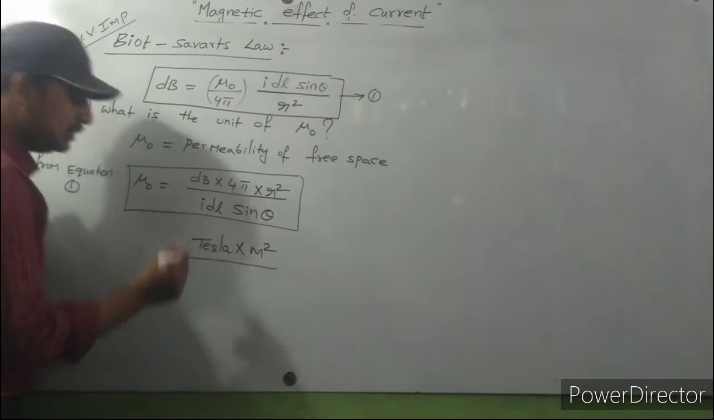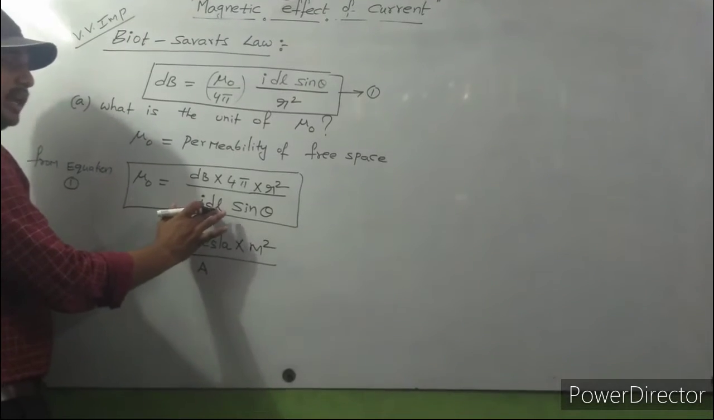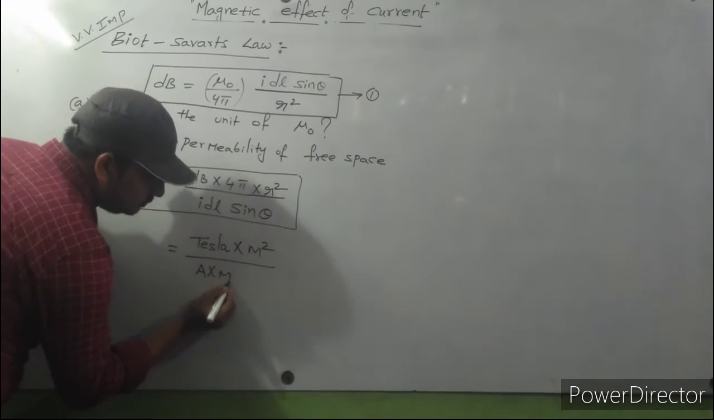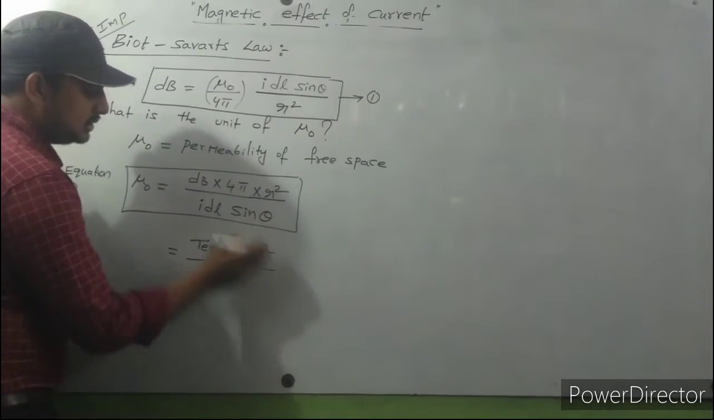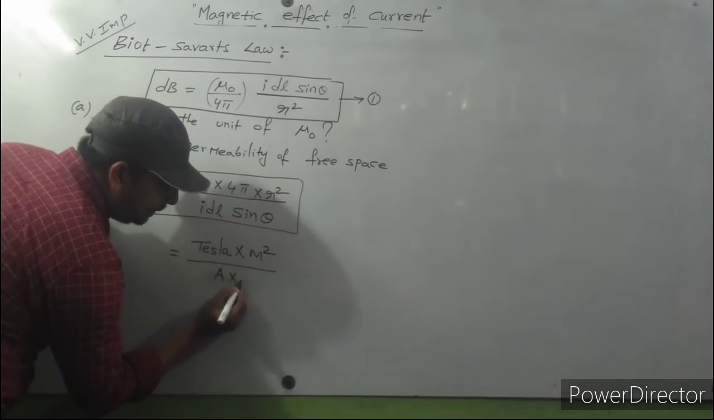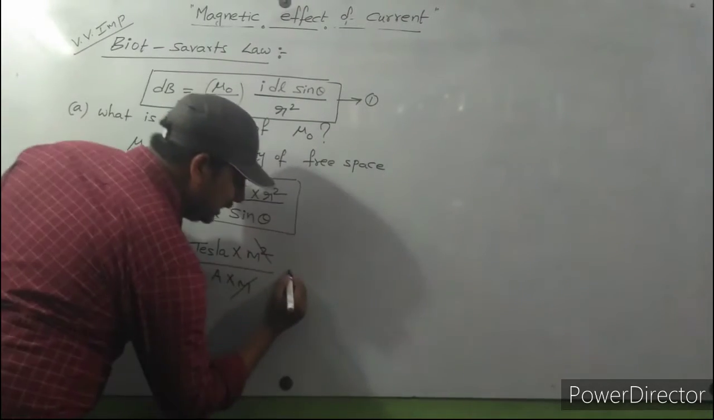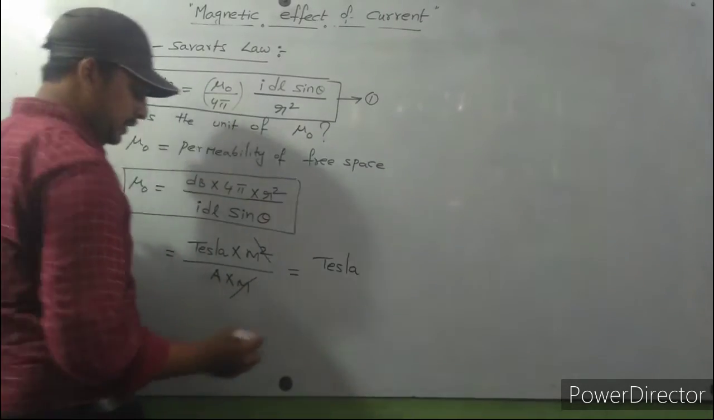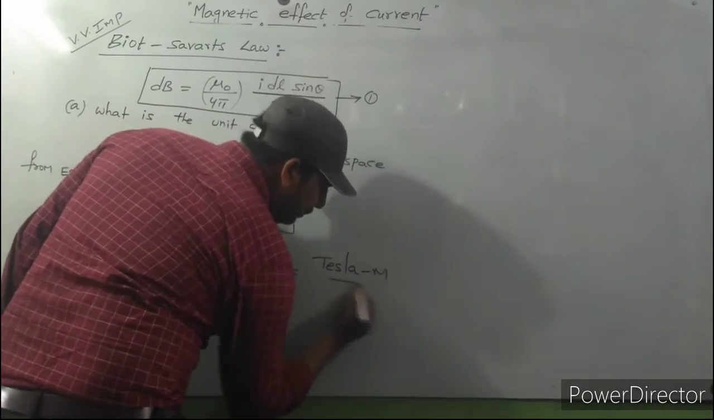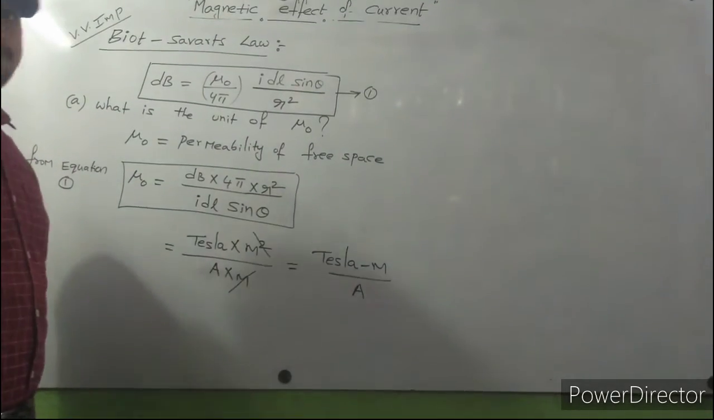What is the unit of current? Ampere. What is the unit of dl? Meter. And sin theta does not have a unit. So ampere into meter; here meter square cancels. Finally we get Tesla meter per ampere.